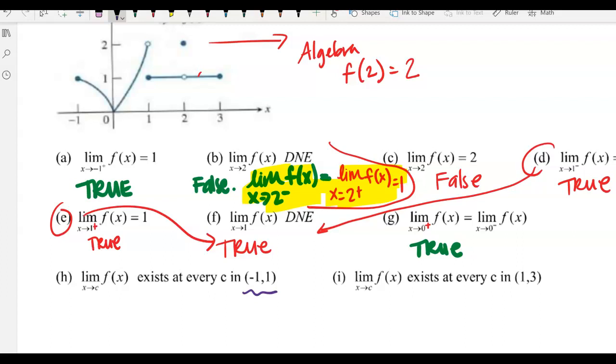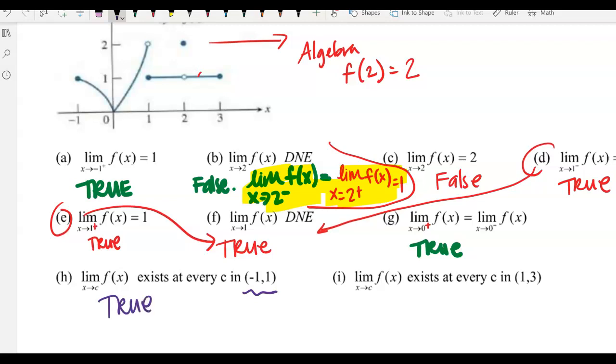Is that piece continuous? From -1 to 1, is that piece continuous? Based on our definition of continuous, does the limit exist? Yes. Okay. So if it's continuous, the limit will always exist. So that is true. All right.